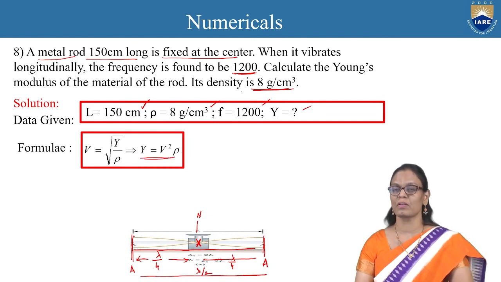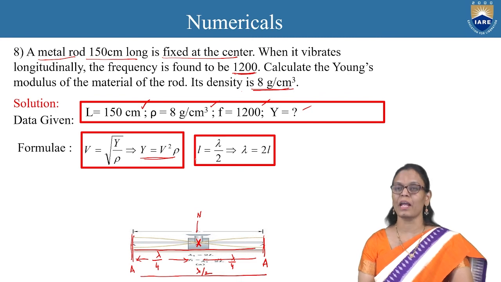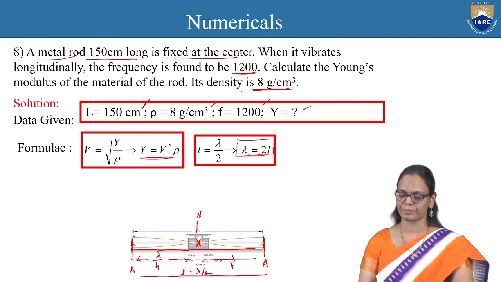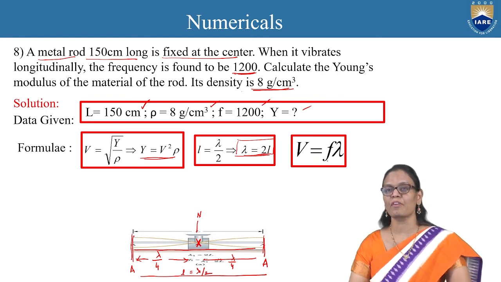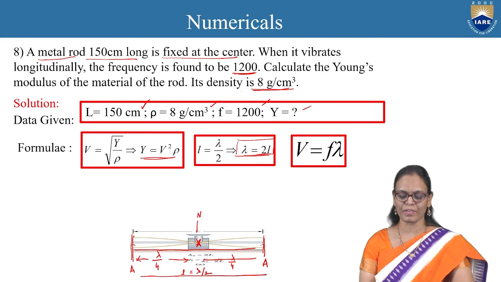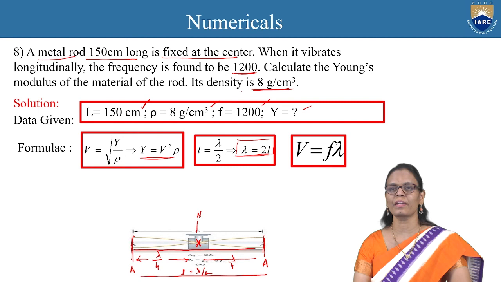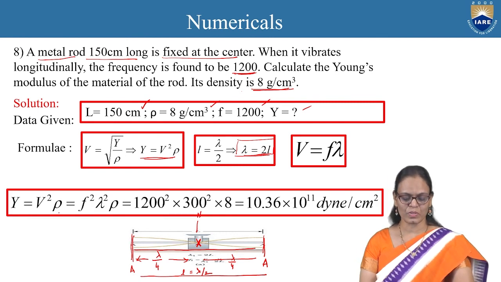So first we will substitute for L. L is equal to lambda by 2. So we understood why L is equal to lambda by 2. Or lambda will be equal to 2L. And the formula for V is F lambda. So here I can write Y is equal to V square rho, we can write F square lambda square rho. V square rho can be written as F square lambda square rho because we are substituting for V, F lambda.